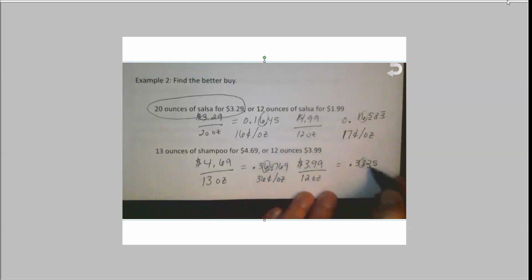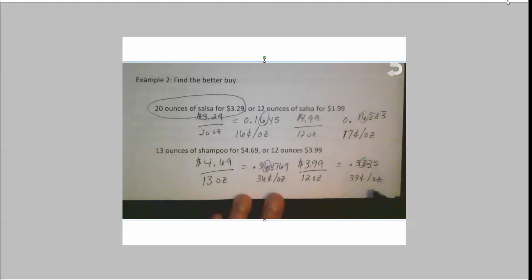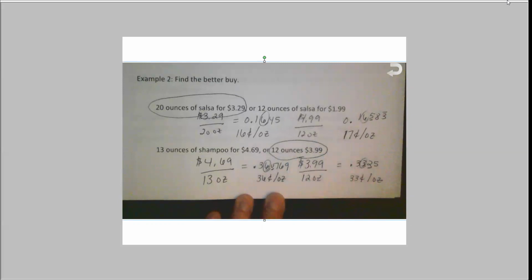Whereas here, that's a 2. That's going to stay at 33 cents per ounce of shampoo. So the better buy would be the 12 ounces of shampoo for $3.99. So be able to calculate that better buy the way we did example 1.